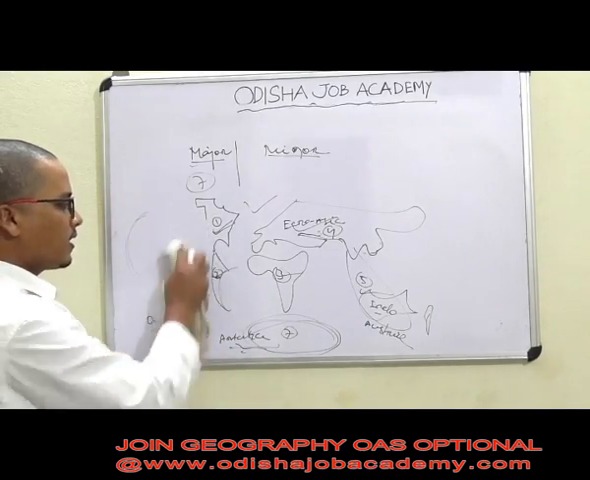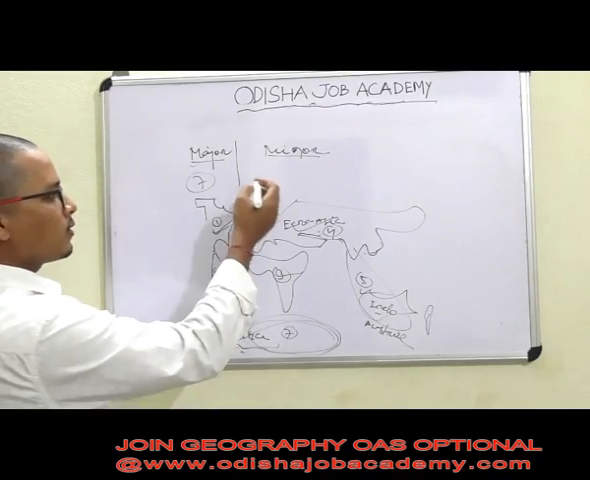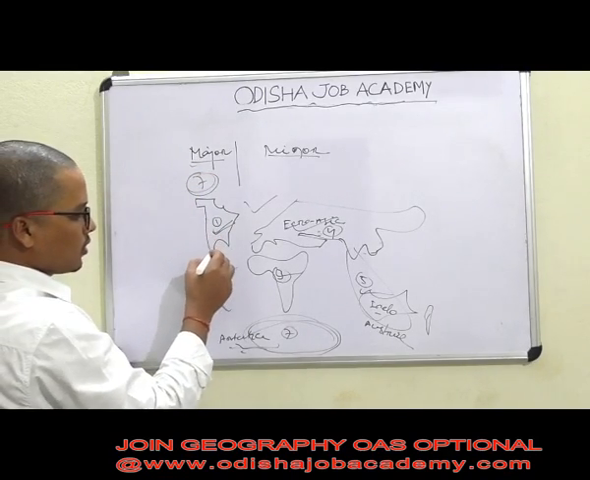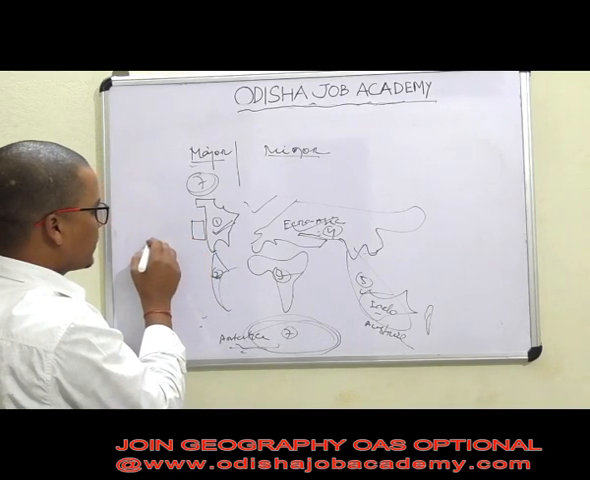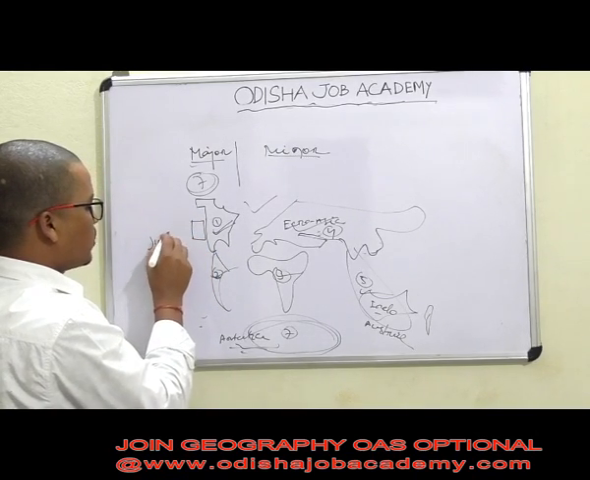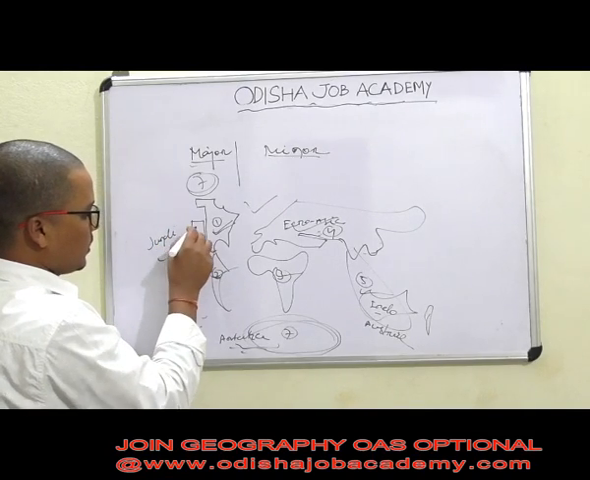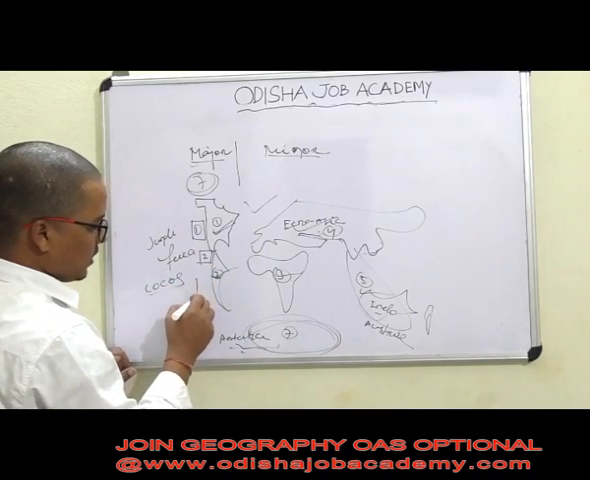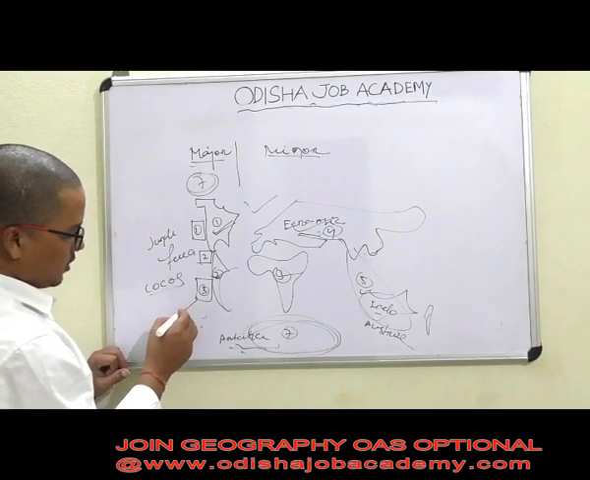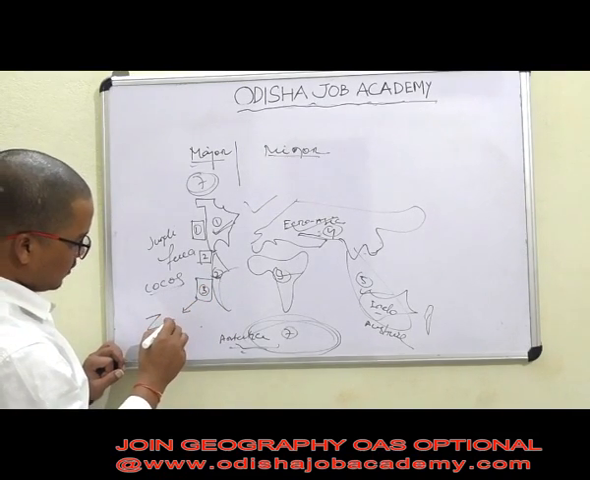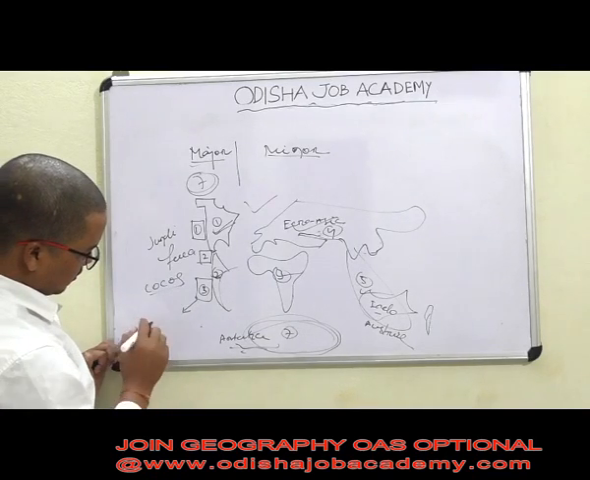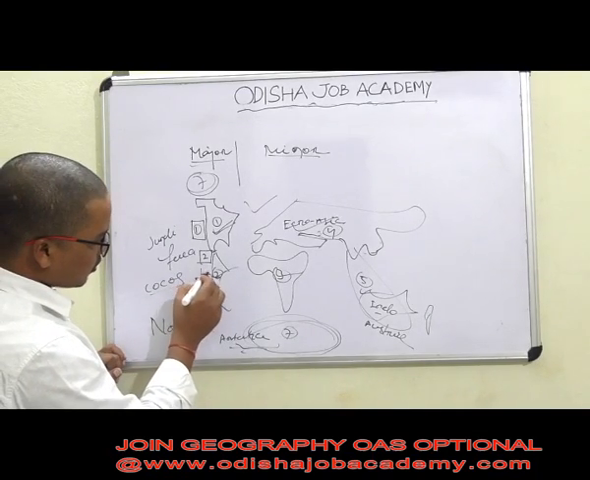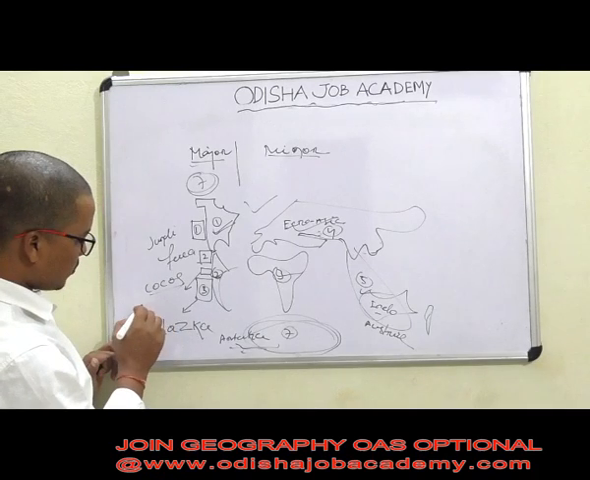Some of the minor plates are named. There are how many? As per the answer, it was 8. So first is Juan de Fuca. Here is a minor plate. Juan de Fuca is 1. 2 is Cocos. 3 is Nazca. 4 is Malpelo.